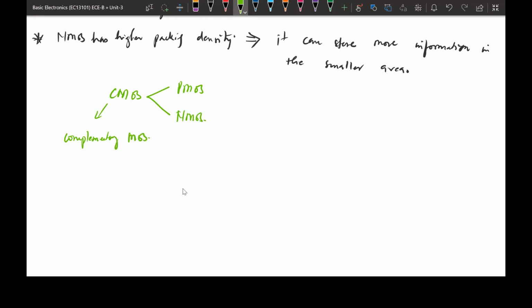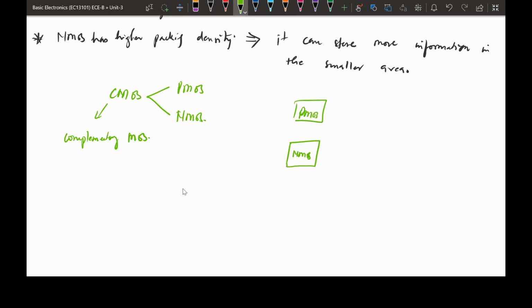That means whatever circuit is there, that circuit can be made up of NMOS. Along with that, the same circuit can be implemented by the PMOS also.